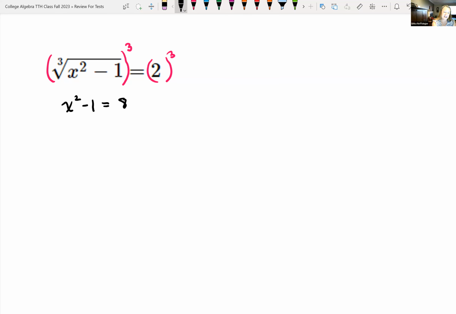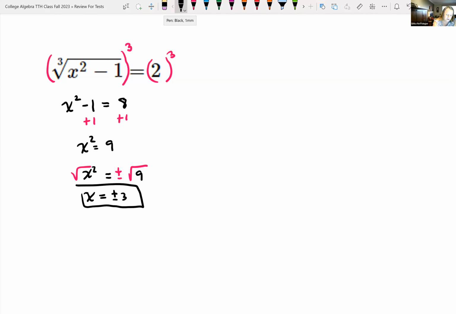Anyways, we could isolate the x squared and then take the square root of both sides. So doing so, we would get x squared equals 9. The problem with this method is that sometimes students forget to put that plus or minus here, so they forget some of their solutions. And so we get the square root of x squared is equal to plus or minus the square root of 9. So we get x is equal to plus or minus 3.